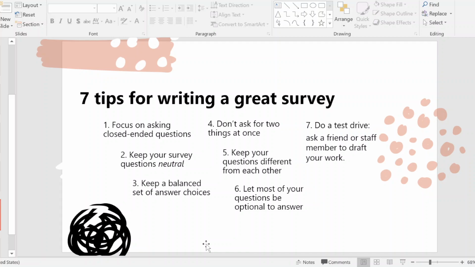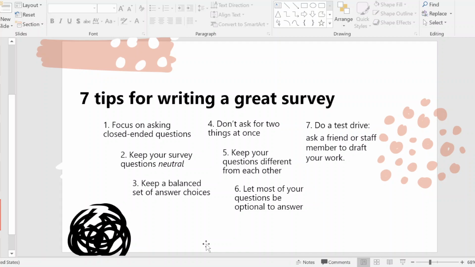Keep a balanced set of answer choices, meaning providing choice in the way they answer. So you do want some of those yes, no. You do want some multiple choice, and you do most certainly want to supply the people a chance to give their opinion or give their experience or whatever it is you're asking from them. Okay, so that's three really good ones.